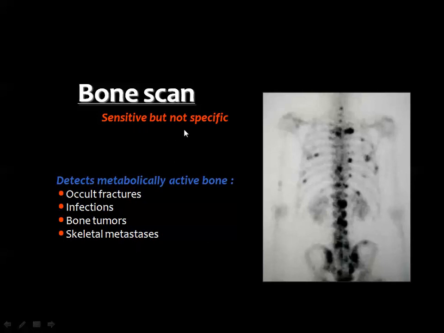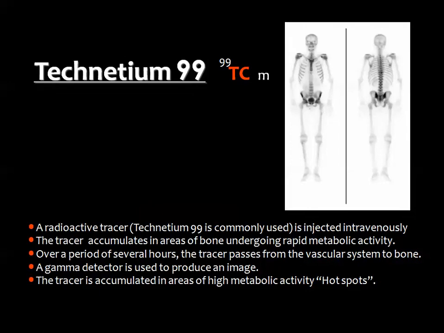What I mean by sensitive but not specific is that by bone scan, you are able to say that there is an abnormality here, but you cannot say what this abnormality is. Is it a metastasis, or is it a fracture, or is it a small fibrous dysplasia, for example? There are a lot of differential diagnoses for an area with increased uptake in the skeleton. Then the bone scan should be interpreted in conjunction with other imaging techniques, but it is very valuable for screening the skeleton, and it can show the whole skeleton, and it can spot the areas of abnormality, but it cannot say for sure what this abnormality is.